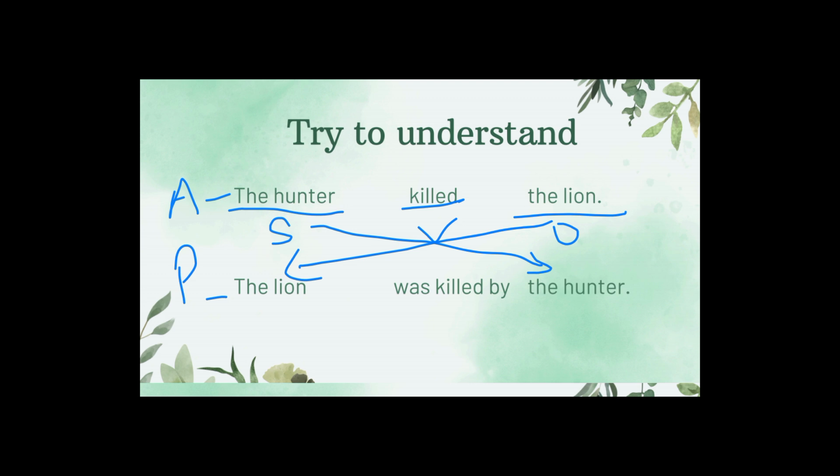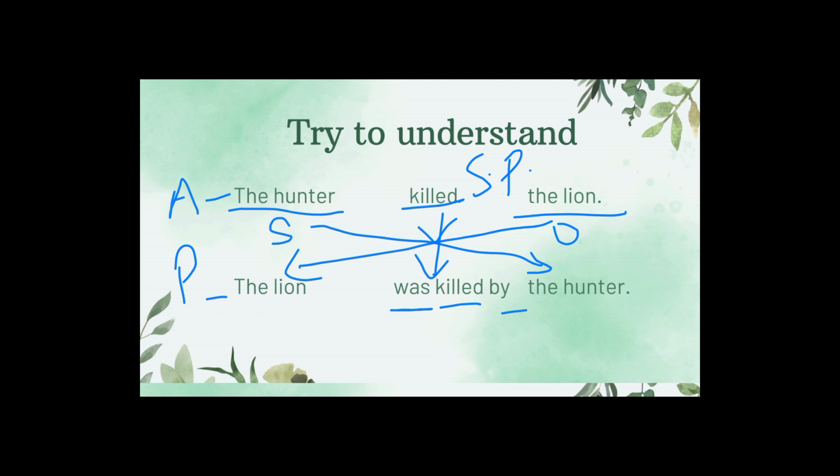Here are certain changes that you will do when you transform active voice into passive voice. As you can see, killed. The verb is killed and this is simple past. So when you change from active to passive voice, here it will be added was and the third form of the verb, and by will be added here, which tells you who has done the action.